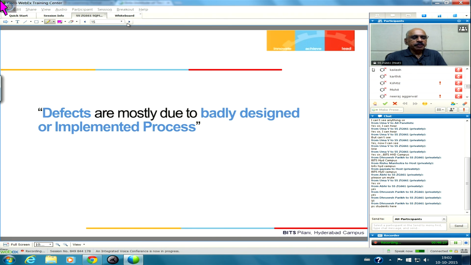Why do defects occur? Defects are mostly due to badly designed or implemented processes. We know that the process leads to defects. So if defects are occurring at delivery, that is due to a bad process. In this context, we also try to differentiate between quality control versus quality assurance.